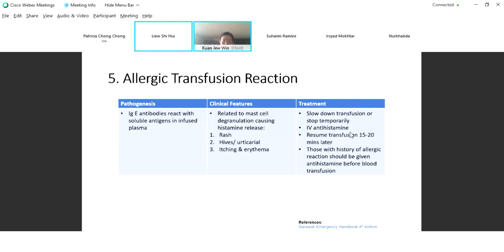So we have to ask whether the patient has any history of allergic reaction before. If we know the patient has the history, we can give the antihistamine before the blood transfusion to prevent this kind of transfusion reaction.